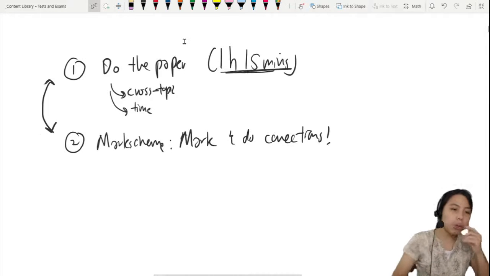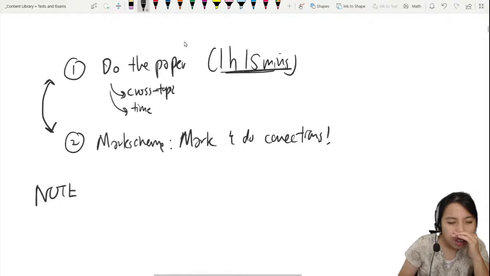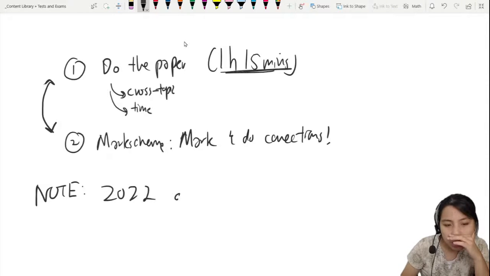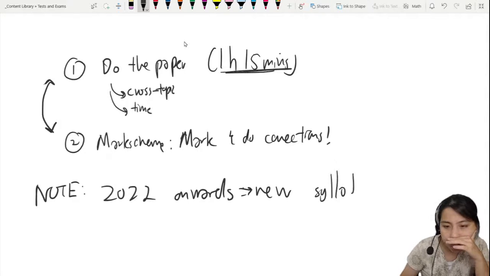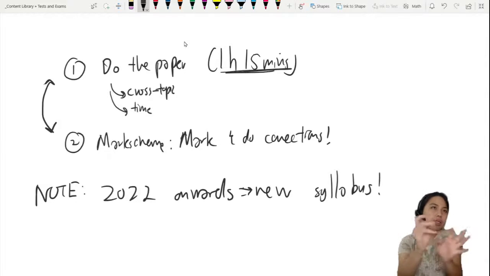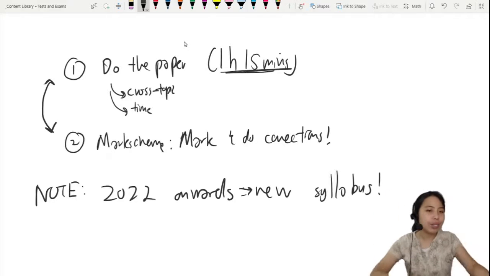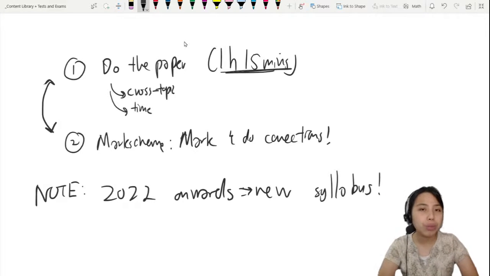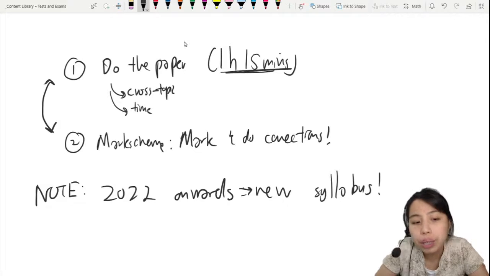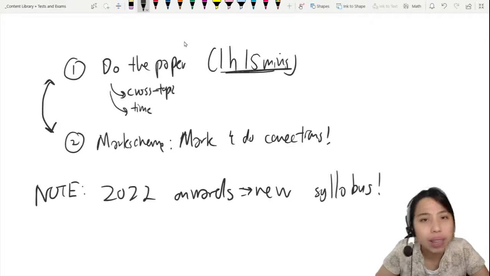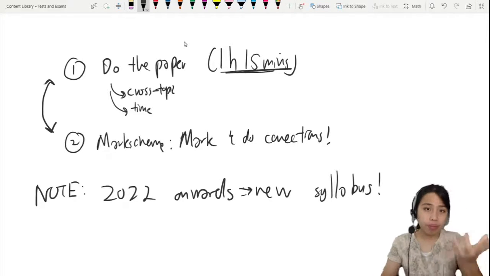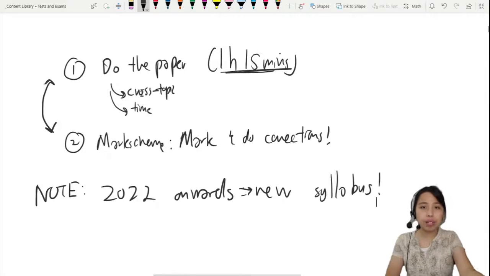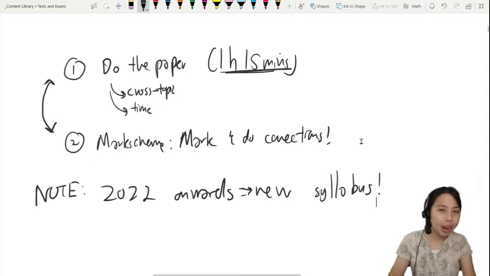And lastly, note there is a new syllabus from 2022 onwards. The papers before 2022 will have some stuff inside which is not in the syllabus anymore because it has been moved to A2. There's also a new topic that will appear from 2022 onwards. There are not many papers as of today, so do take them preciously. Give yourself time, conditions, and mark it.